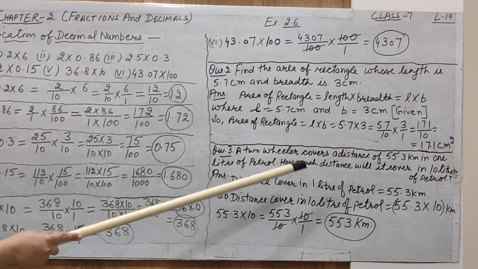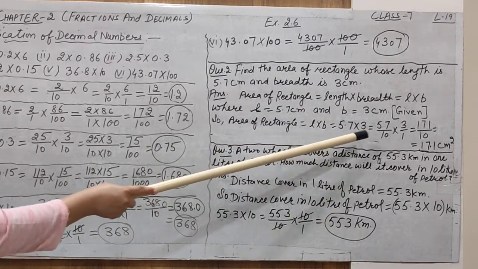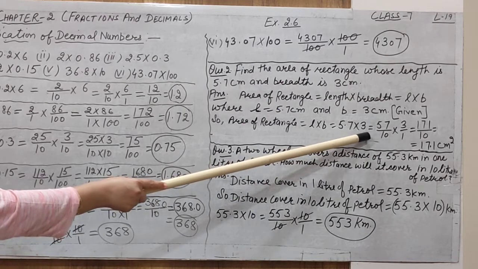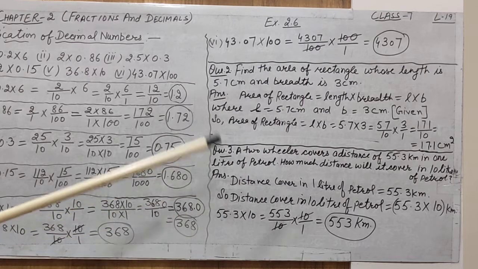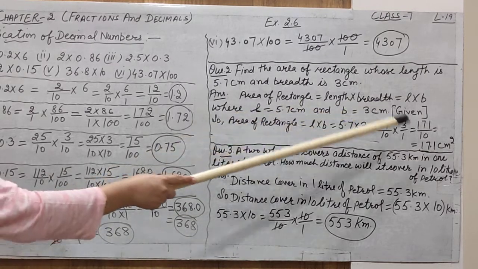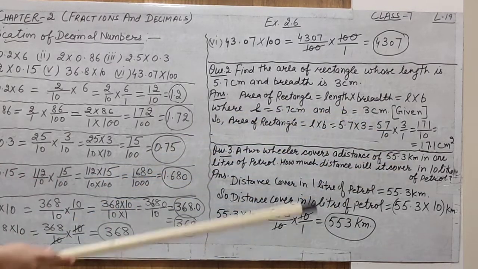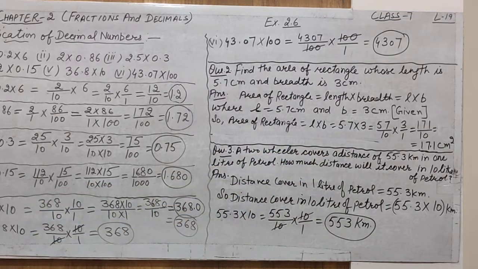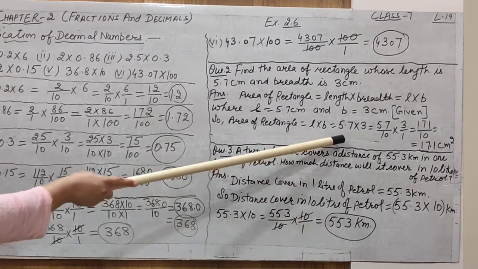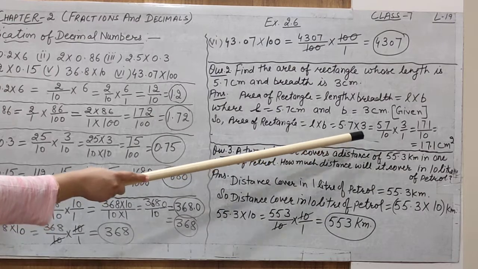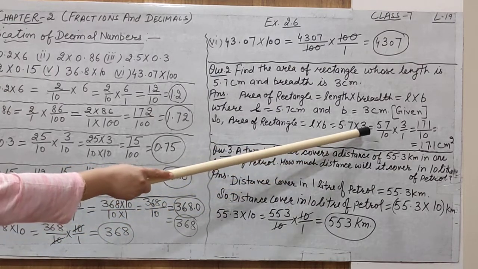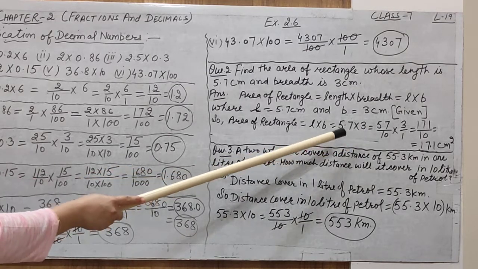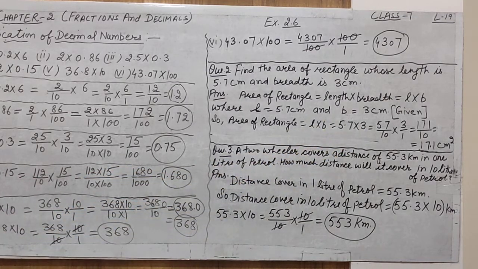You must understand that when you multiply any two quantities, unit must not be written in this multiplication. Unit must be written separately after the answer, not at the time of the multiplication. So you are not going to write 5.7 centimeter multiplied with 3 centimeter. No, you must write 5.7 multiplied with 3. After solving, after getting the answer, you write the units.